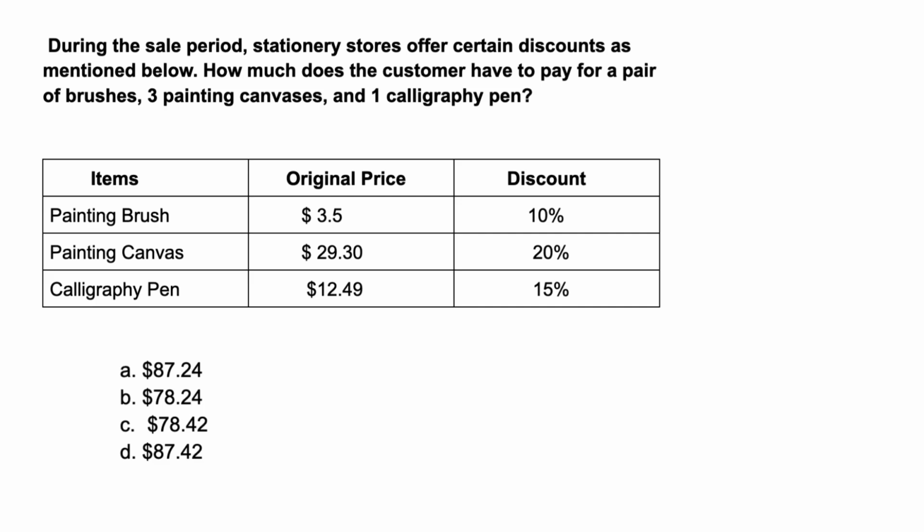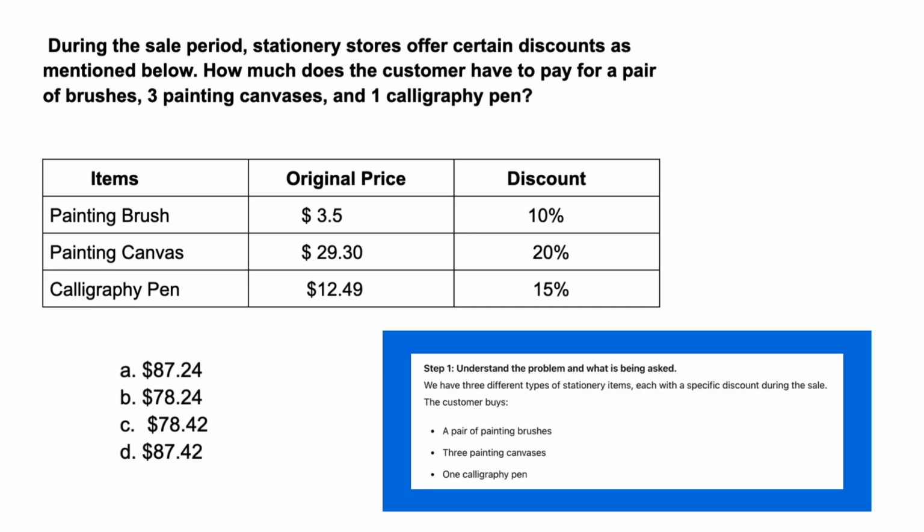All right, to solve this, we first need to understand the problem and what is being asked of us. So we have 3 different types of stationery items, each with a specific discount during the sale. The customer buys a pair of painting brushes, 3 painting canvases, and 1 calligraphy pen. Notice here how step number 1 is always going to be to understand what's being asked of us. On your teacher certification exam, read the problem and then summarize it in your own head to make sure that you understand and wrap your mind around what you need to do.